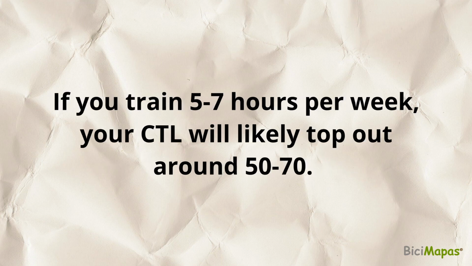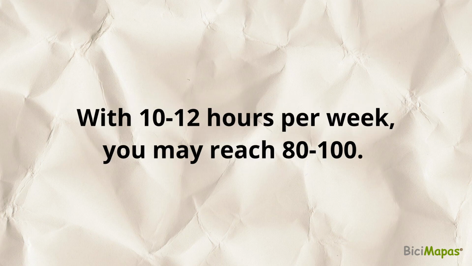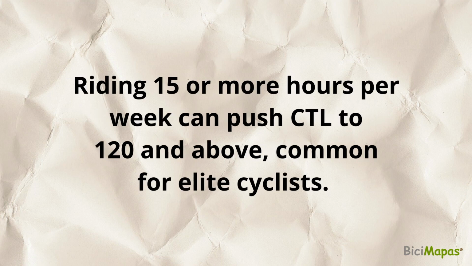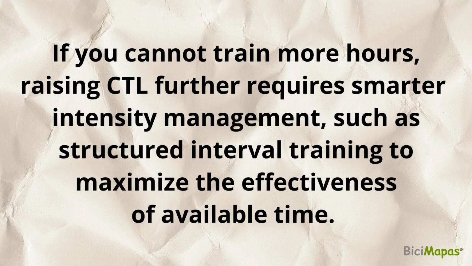If you train 5 to 7 hours per week, your CTL will likely top out around 50 to 70. With 10 to 12 hours per week, you may reach 80 to 100. Riding 15 or more hours per week can push CTL to 120 and above, common for elite cyclists. If you cannot train more hours, raising CTL further requires smarter intensity management, such as structured interval training to maximize the effectiveness of available time.